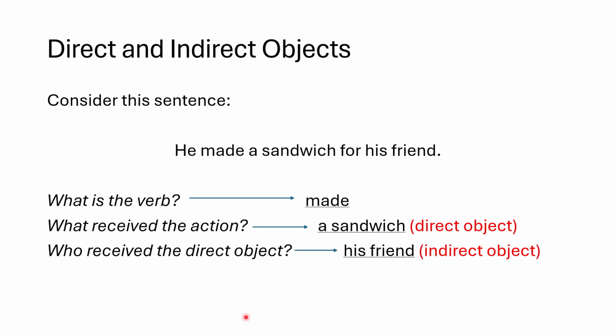Consider this sentence. He made a sandwich for his friend. What is the verb? Made. What received the action? A sandwich. This is the direct object. Who received the direct object? His friend. This is the indirect object.